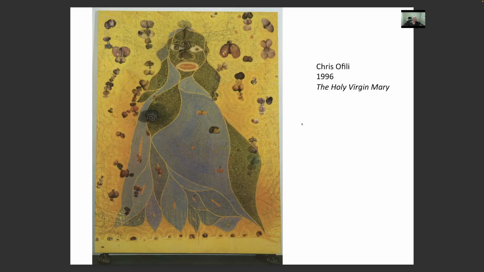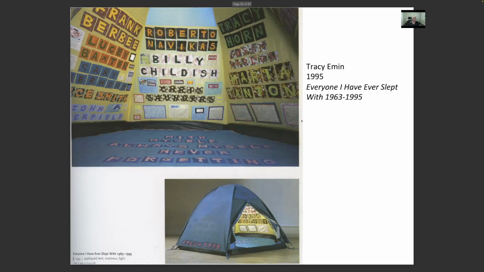This is another piece where he has used cow poop. This is the Holy Virgin Mary. Very controversial at the time that it was created, not only because it's a depiction of Mary, but also a depiction of Mary with cow poop, and you can see here that she's depicted with stereotypically African features. So I think all of those things combined to play out really controversially.